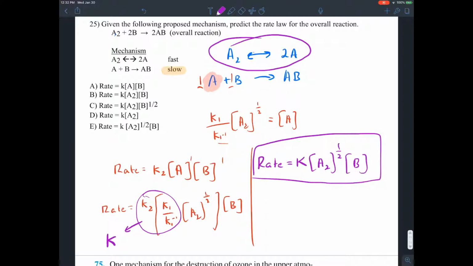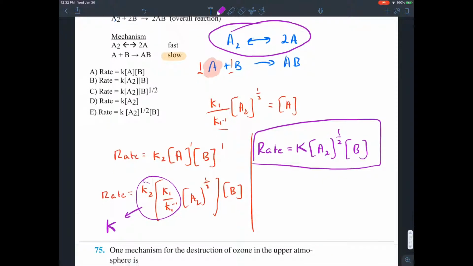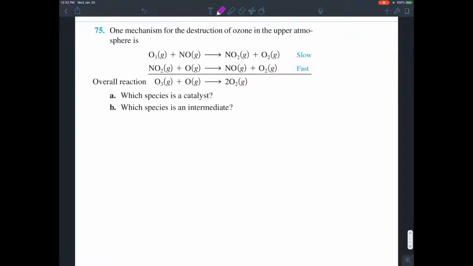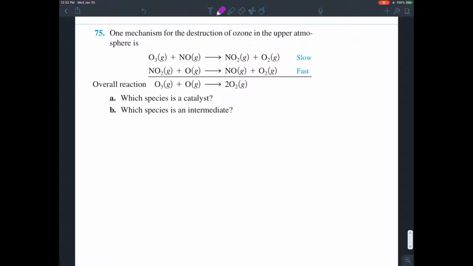So let's do one more and we'll cap off the kinetics chapter. It's going to be number 75. The mechanism for the destruction of ozone in the upper atmosphere is given by these two elementary reactions we see here. Now, which species is a catalyst? And which species is an intermediate?